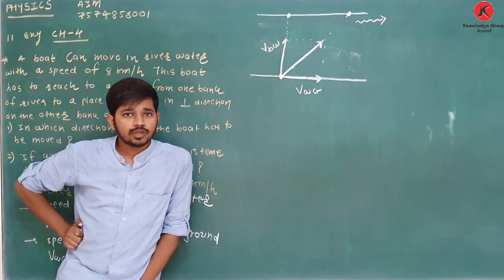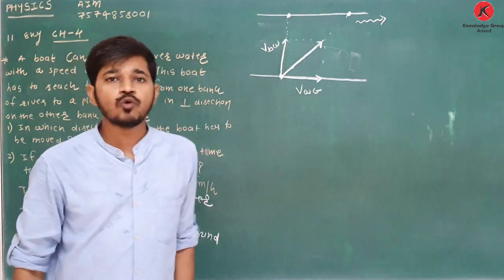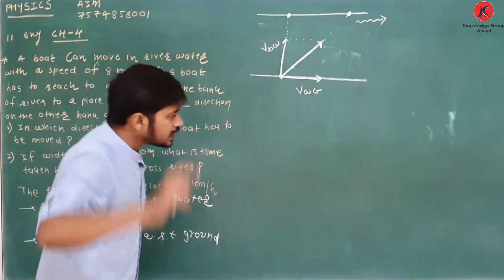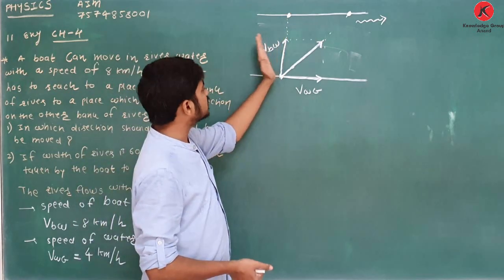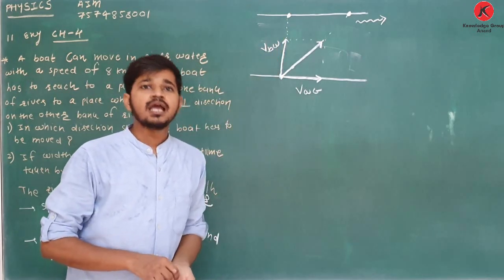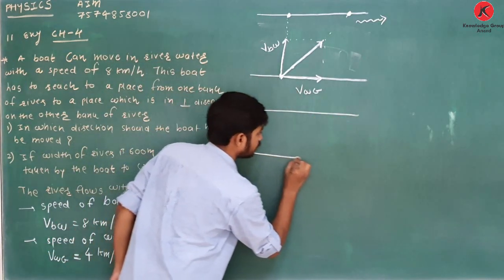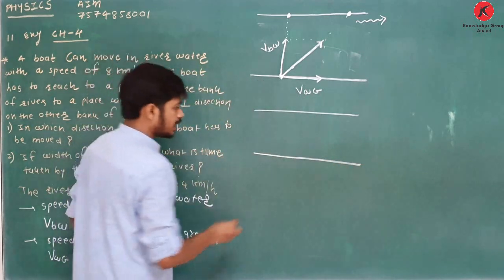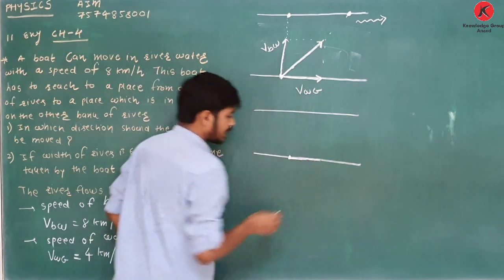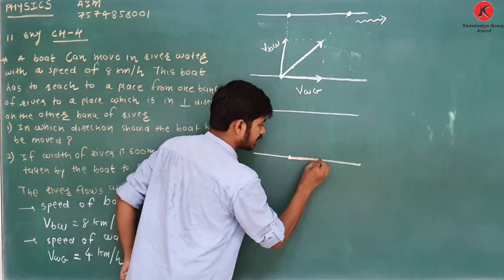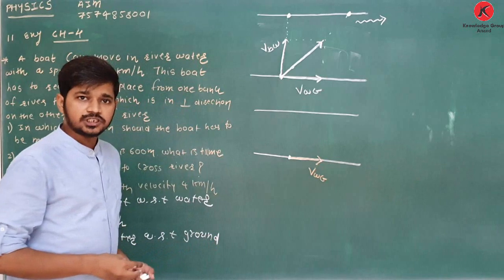Clear about it? Okay. So if I want to reach from this point to this point, then what do I have to do? What is the solution? Yes, the solution is you do not have to move in this direction, but you have to move at some angle. You have to move at some angle like this. See, if it is the river, okay, it is one reference point. Water is flowing in this direction. So it is VWG. Clear about this?